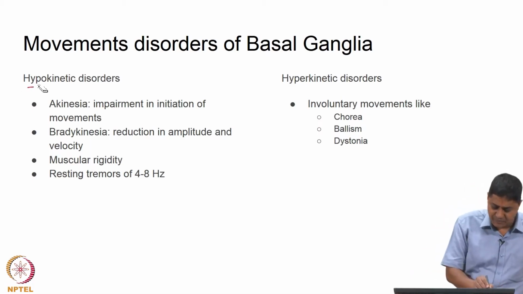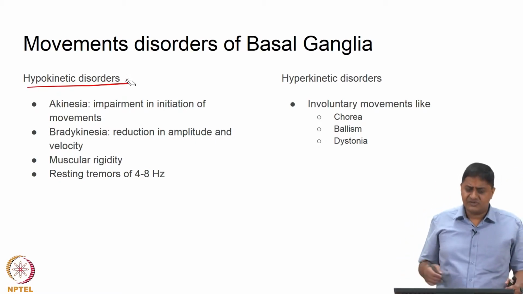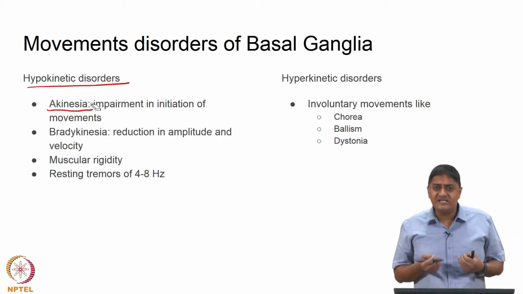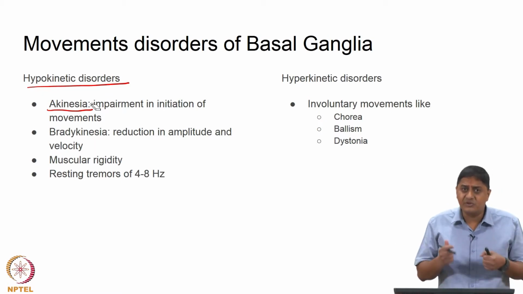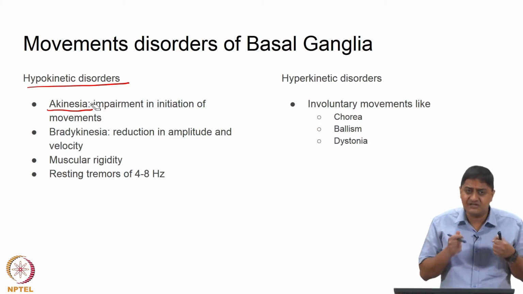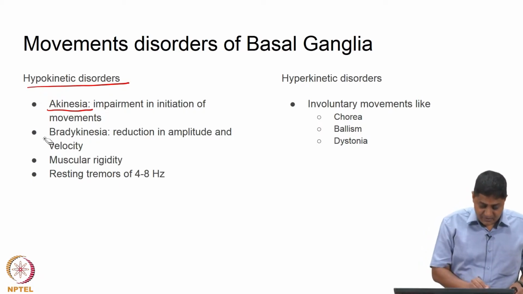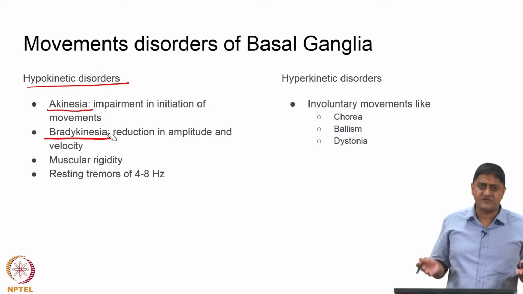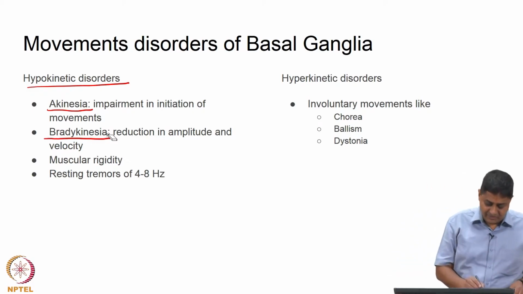This is hypokinetic disorders. There are different manifestations of this. Akinesia, this is the inability to initiate or start a movement. For example, the freezing of gait episode, right. I am not able to take the first step, the patient is not able to take the first step, freezing of gait, right. Bradykinesia or slowness, general slowness, reduction in amplitude and velocity. So, this is also called bradykinesia. Then rigidity may be of multiple types.